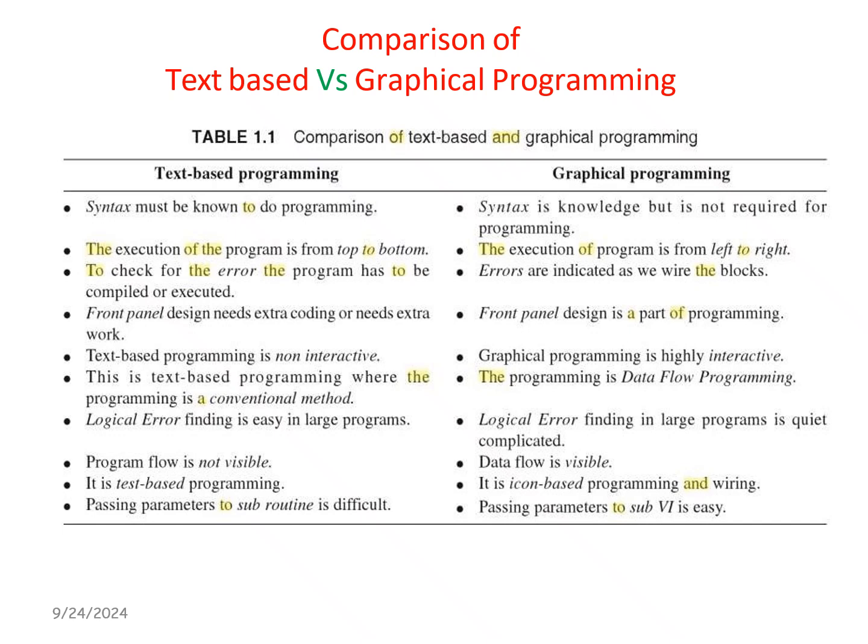In text-based programming, front panel design needs extra coding and extra work. In graphical programming, front panel design is a part of your program. Text-based programming is non-interactive, whereas graphical programming is highly interactive. So this is a major difference between text-based and graphical programming.